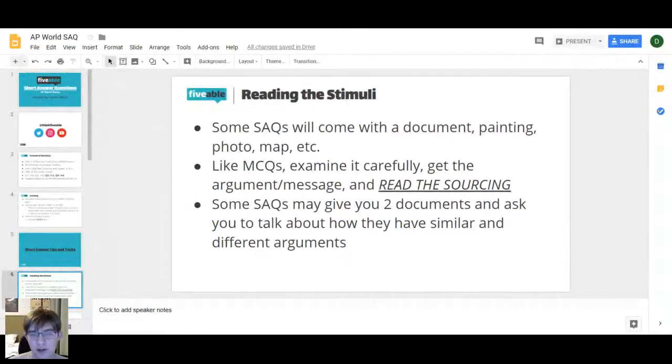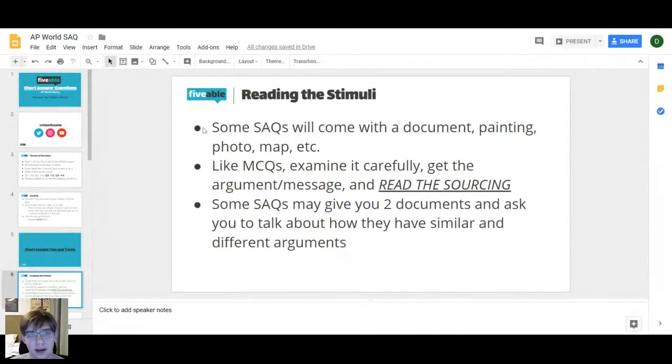And some short answer questions may give you 2 documents and then ask you to talk about how they have similar and different arguments. So, for example, one that we're not going to be going over tonight since it's period 6 gave you 2 documents on the Cold War and then said, for part A, give an example of evidence that supports document A's argument. Part B, give an example that supports B's argument. And then C, some other thing. I can't quite remember the question.